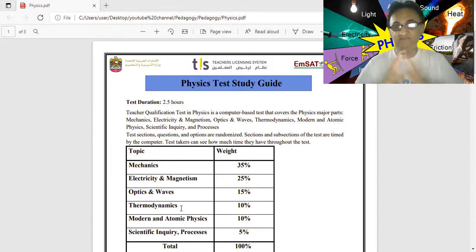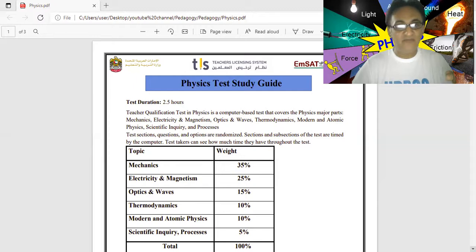Now we'll move to the subtopics of mechanics, which topics you have to cover. This is really very simple. They have made it easy for each and every candidate, showing what areas you have to focus on and study, so you don't have to look here and there. You just have to practice more, because practice makes perfect.